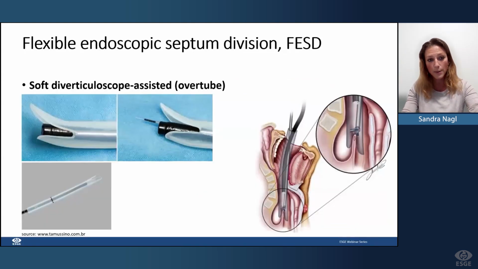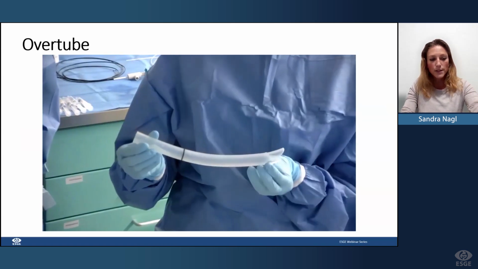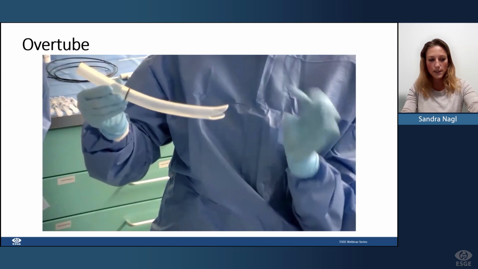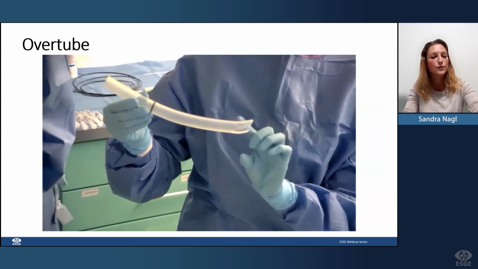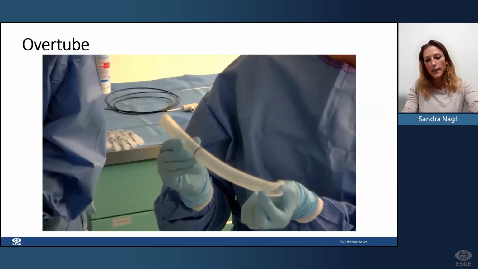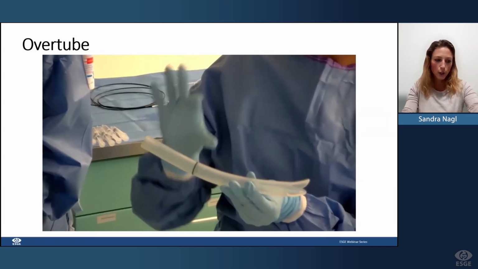Or instead of a cap assistance, you can use a so-called overtube, which improves the septum exposure, stabilizes the position of your scope, and provides some kind of aspiration protection. The overtube is beak-shaped with two soft lips at its tips, and these soft lips have two different lengths. The shorter lip is placed in the diverticulum and the longer lip in the esophageal lumen.